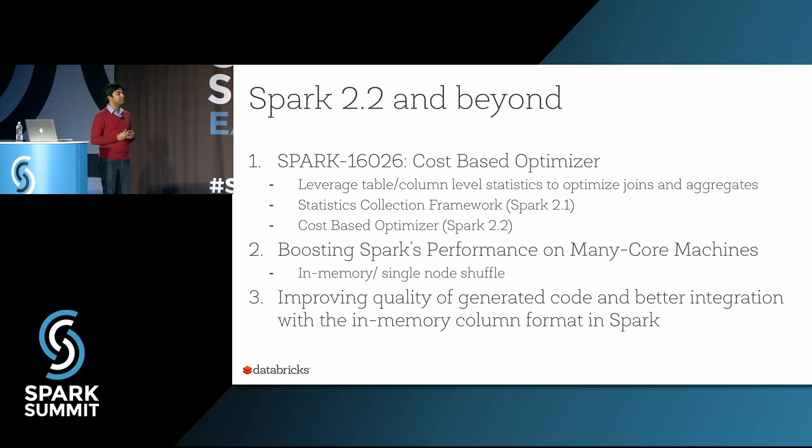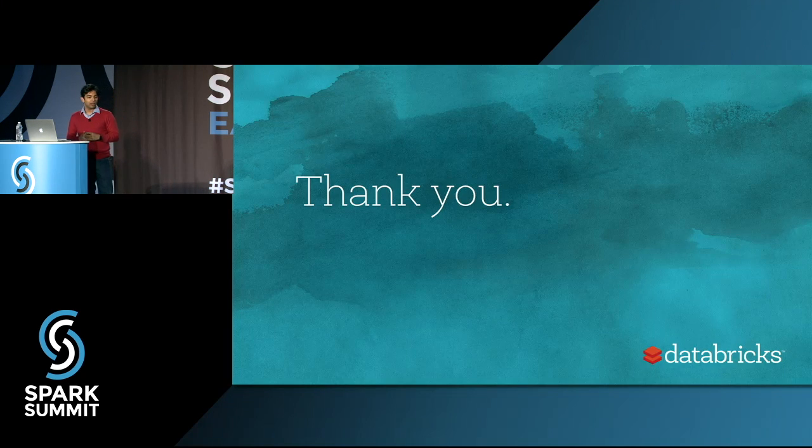The other big effort that's going on is in boosting Spark's performance on many-core machines. In this specific case, we have efforts in the direction of in-memory single-node shuffle. And then finally, we are constantly working on improving the quality of generated code, and on better integration with the in-memory column format in Spark. So that's all I had prepared, and I'll be very happy to take any questions.